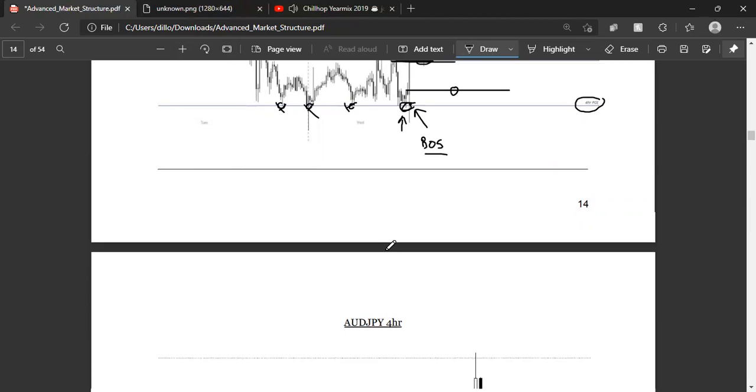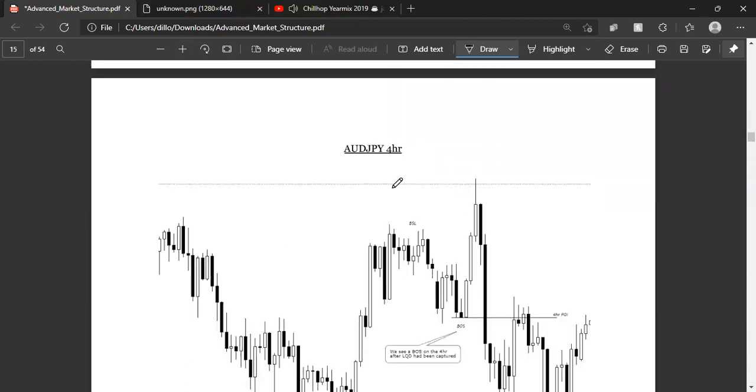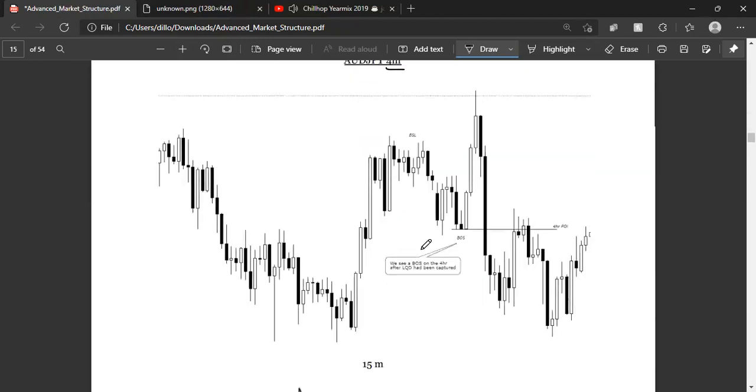Now, next setup. Next example. We got AUD JPY on the 4 hour time frame. And if we look at this, this is pretty much my favorite setup, actually. So what do we get? We have a low and a high, right?